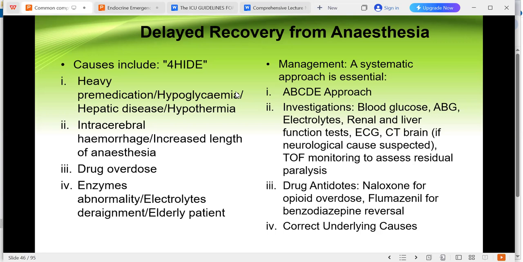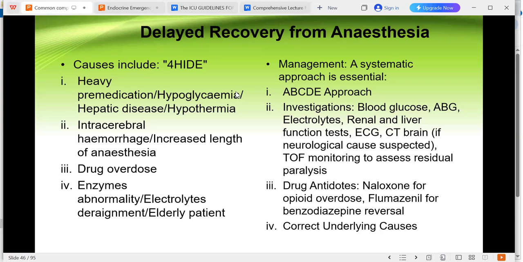Always try to ensure you have a thermoneutral environment in the OR. Some patients can have intracerebral hemorrhage, especially in pediatric age group. And prolonged length of anesthesia lasting more than 2 hours, 3 hours, 4 hours, these are recipes for delayed recovery from anesthesia. Drug overdose, or patients with hepatic or renal disease in which the metabolism of your drug is impaired or delayed, can also lead to delayed recovery from anesthesia.